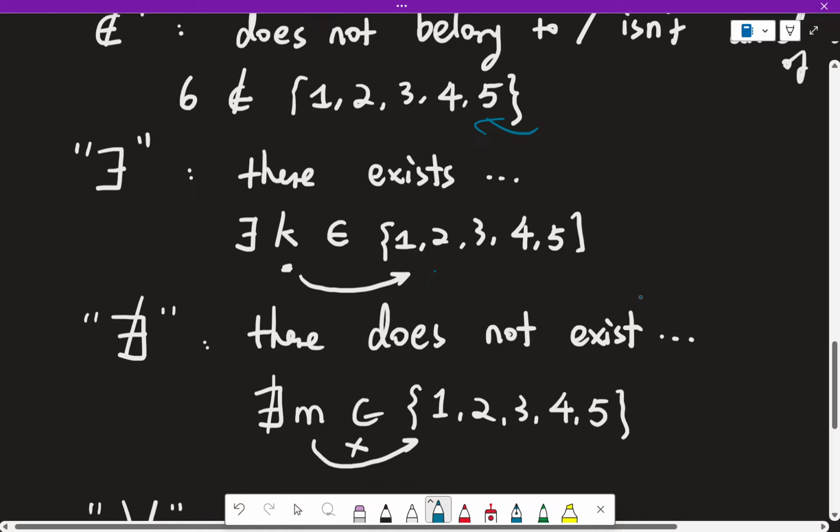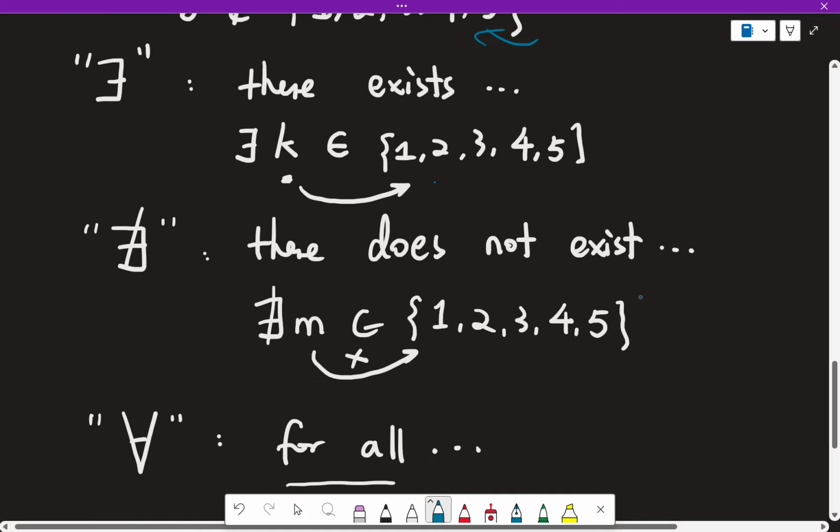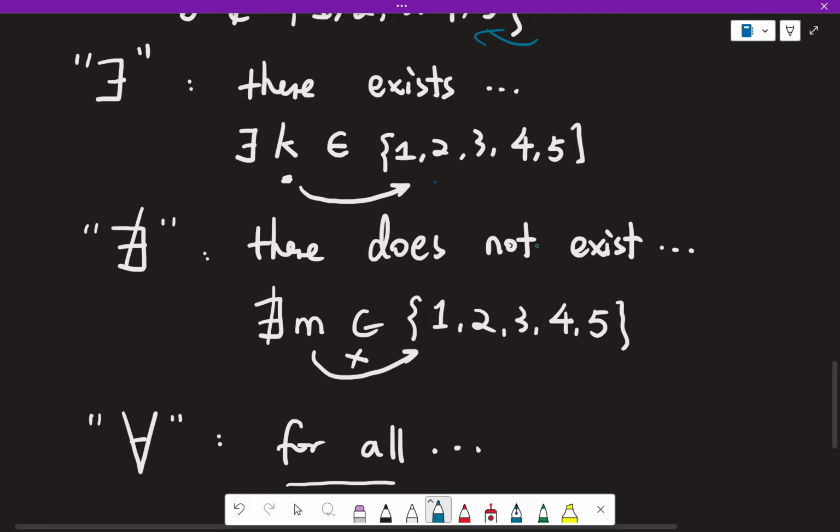Opposite to that, we have a reversed E with a slash in it. It means there does not exist. We can say there does not exist an m that belongs to 1, 2, 3, 4, 5, which means the number that m represents is not a member of this set. So m couldn't be 1, nor 2, nor 3, nor 4, nor 5.